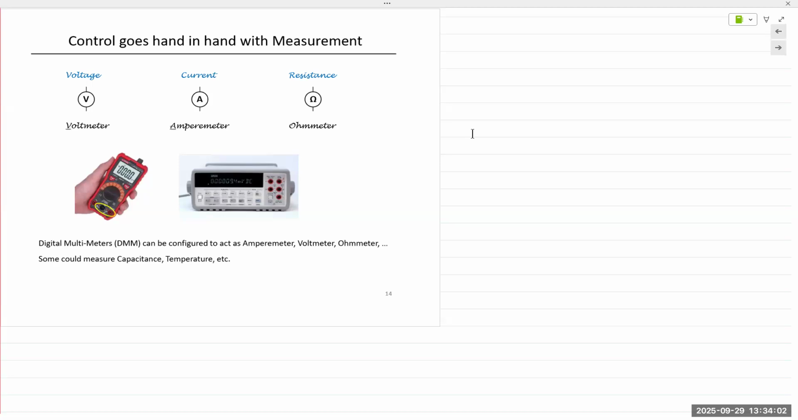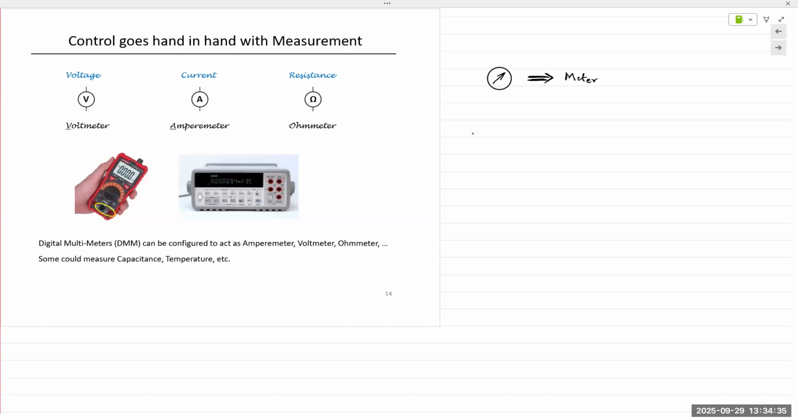And so the earlier symbol of a meter used to be a circle with an arrow at an angle that would represent the dial that would be present on an analog device. It would be something like that. So if you see a symbol like this, it means it is a measurement meter.